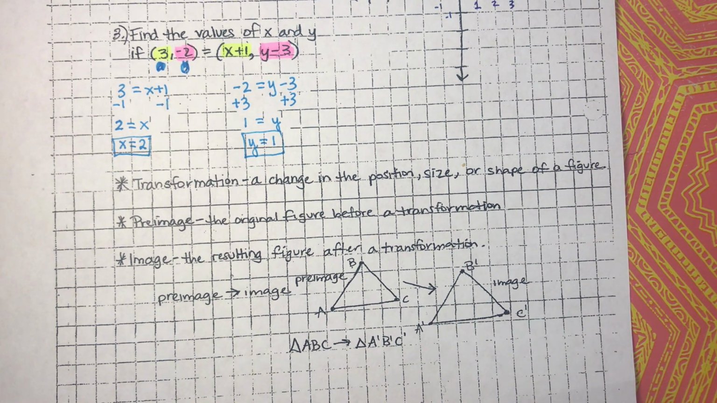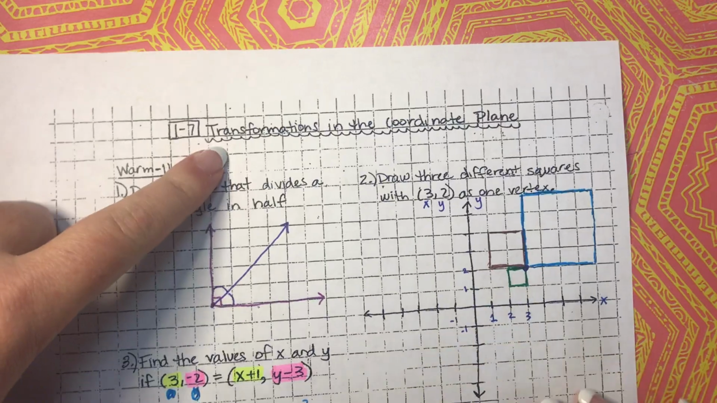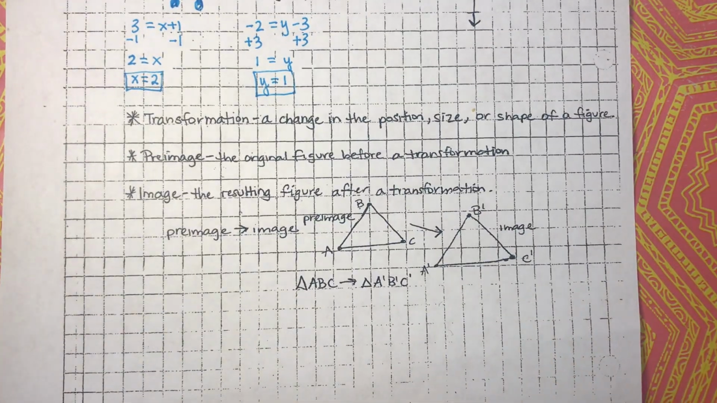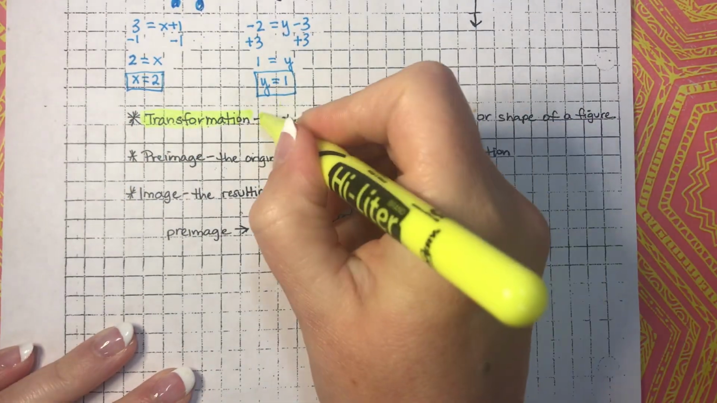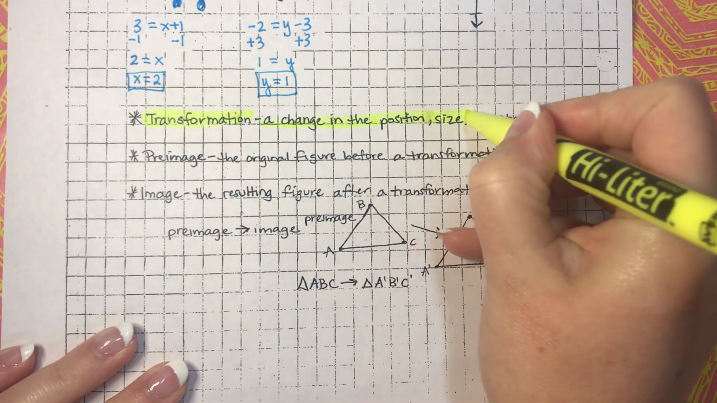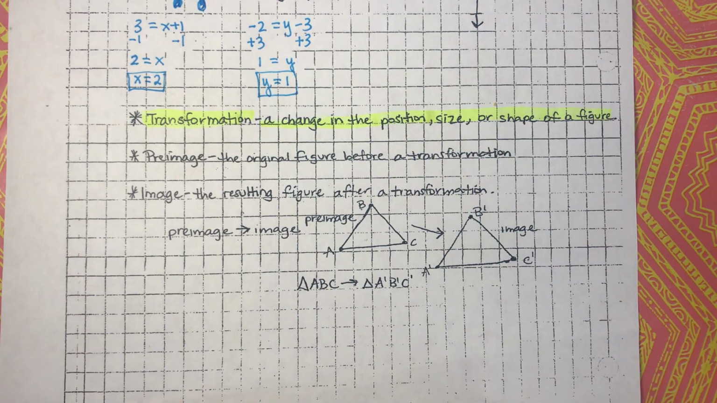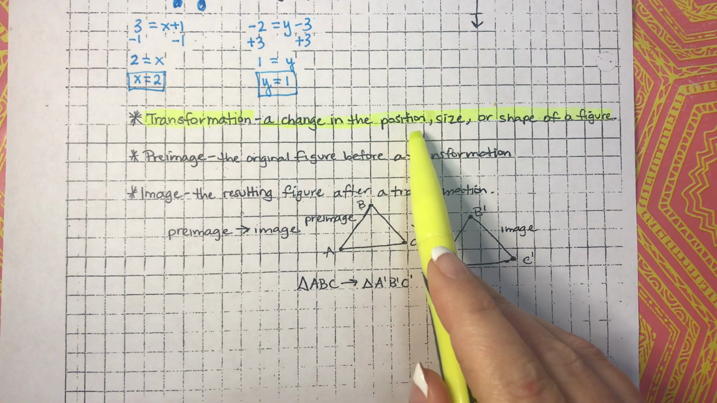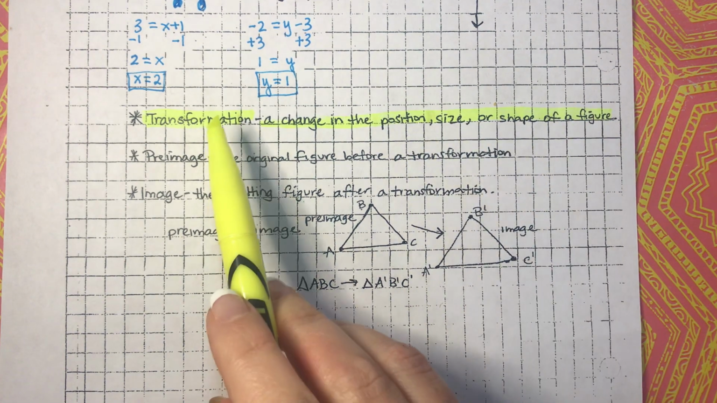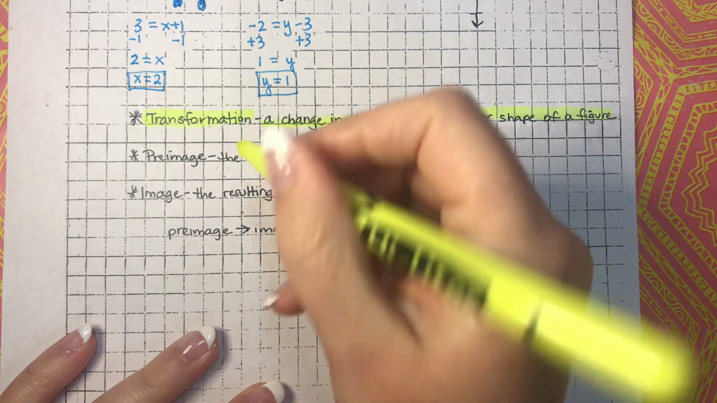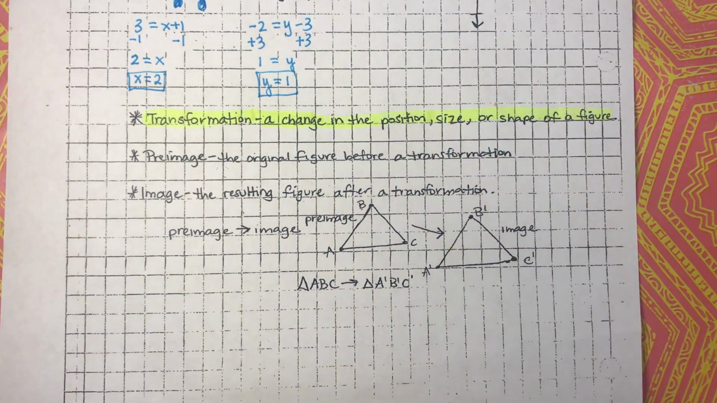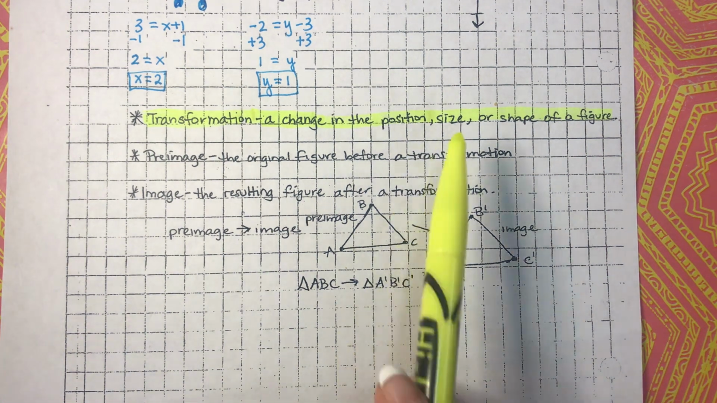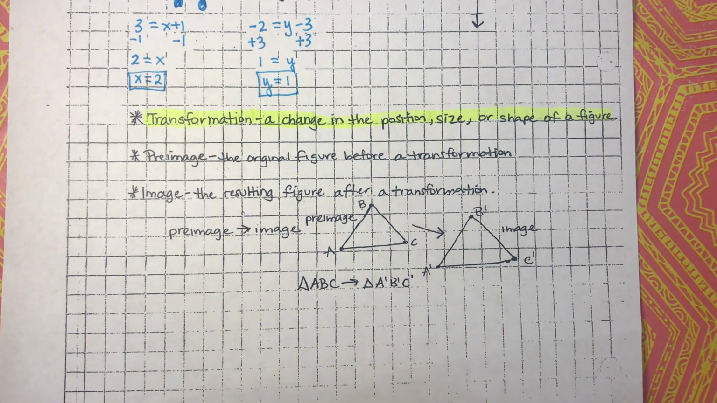So the first thing is transformation, which is what all this is about. This is about transformations in the coordinate plane. What are transformations? A transformation is a change in the position, the size, or the shape of a figure. So you're starting with something, and then it changes. Either the position changes, the size changes, or the shape. That's what a transformation is.